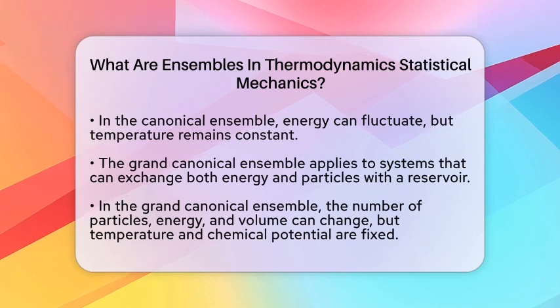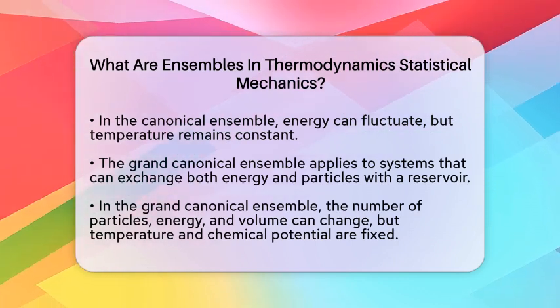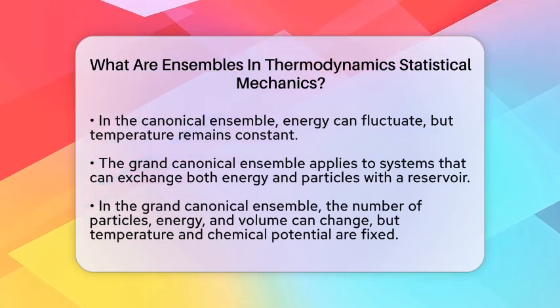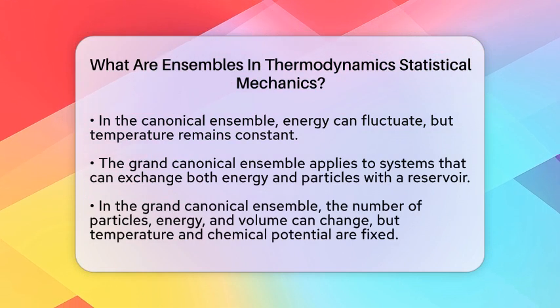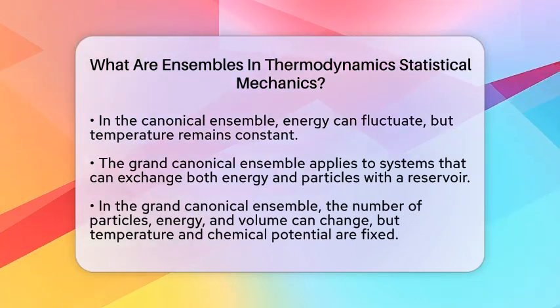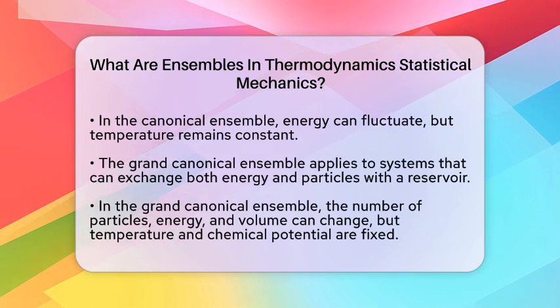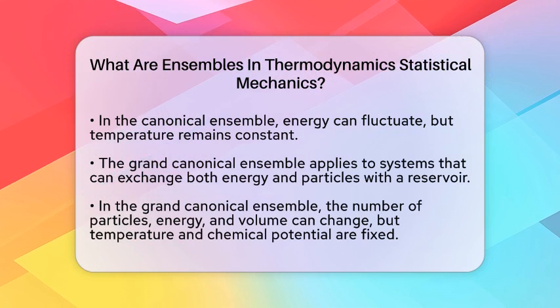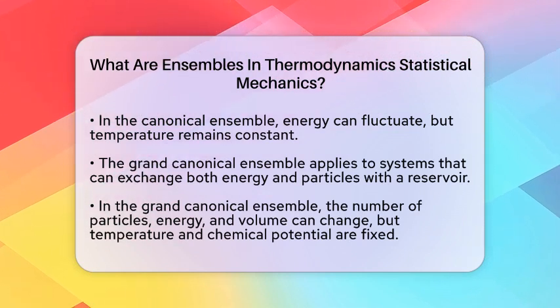Lastly, there is the grand canonical ensemble. This ensemble applies to systems that can exchange both energy and particles with a reservoir. Here, the number of particles, energy, and volume can all change, but the system is characterized by fixed temperature, volume, and chemical potential. This ensemble is ideal for open systems where particles can enter or leave, such as gases in contact with a particle reservoir.